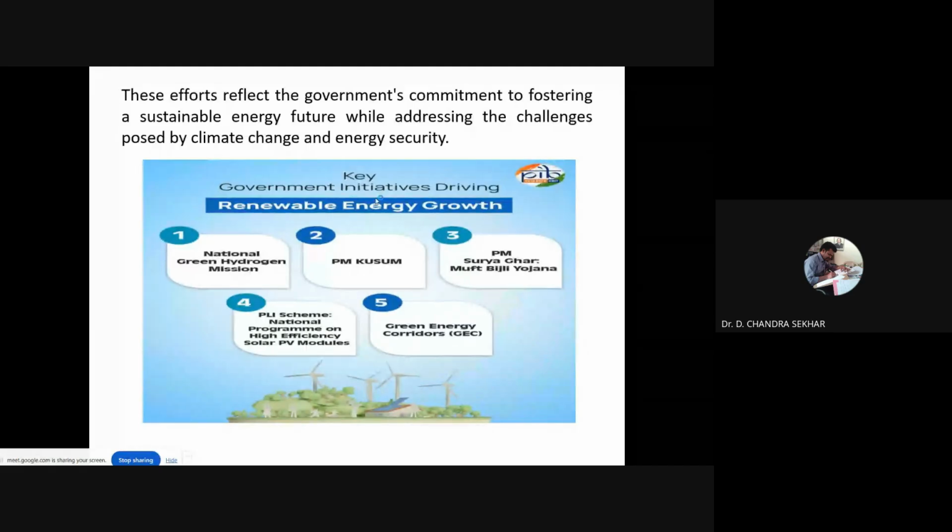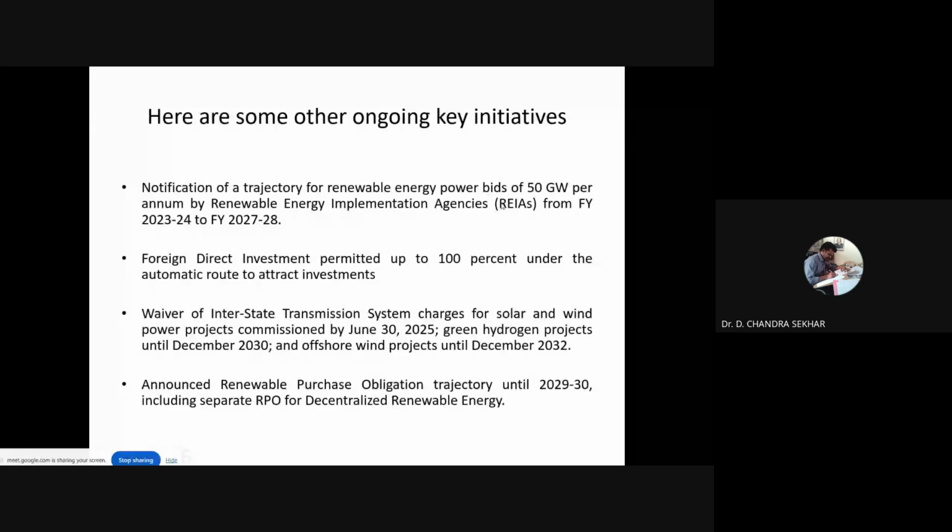So these are the few: green hydrogen mission, PM Kusum, energy power bids for 50 gigawatts per annum for renewable energy.